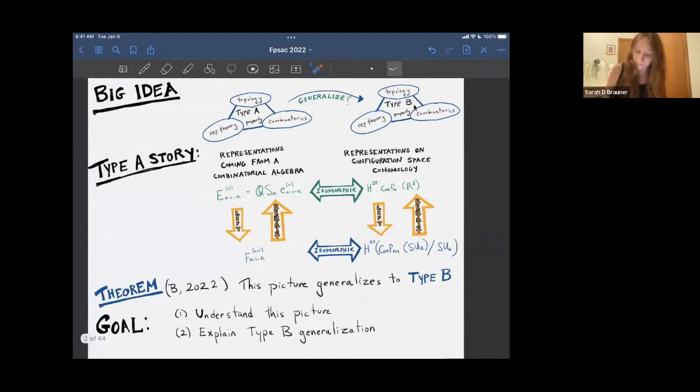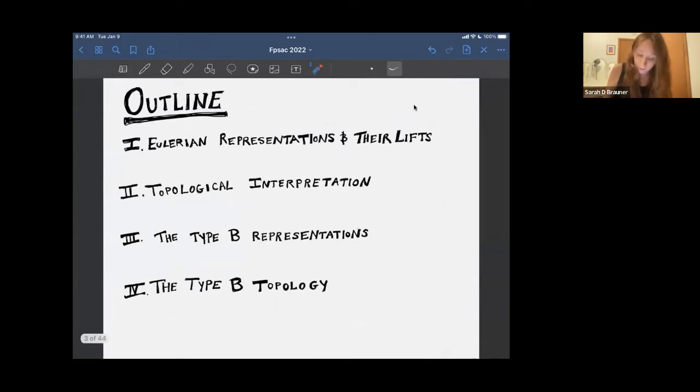Okay, so what I'm going to do is first tell you about the symmetric group or type A representations that I'm interested in, called the Eulerian representations. And then I'm going to topologically interpret those representations. And then I'll do the same thing over in type B. I'll tell you about the type B or hyperoctahedral representations that I'm interested in, and then I'll interpret those representations topologically.